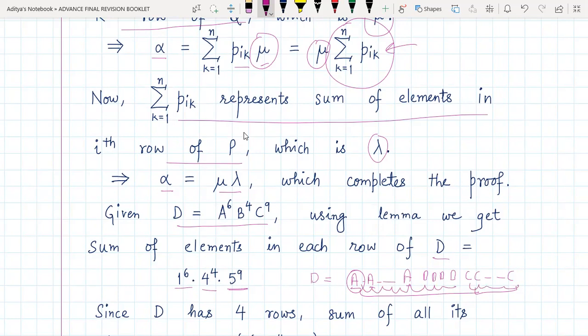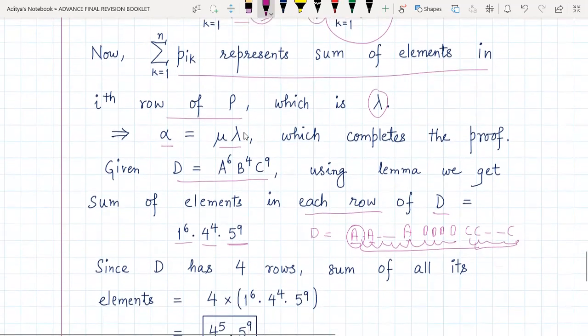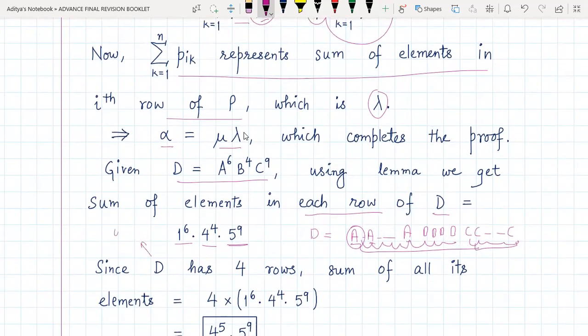Okay, so using that lemma we have been able to write that the sum of elements in each row of D would be equal to this. But obviously the order of D would be 4 by 4, because A, B, C all of them have orders 4 by 4. So it will clearly have 4 rows, but the sum of elements in each row in D is this quantity. So look, what we are saying is there are 4 rows, right? 1, 2, 3 and 4.